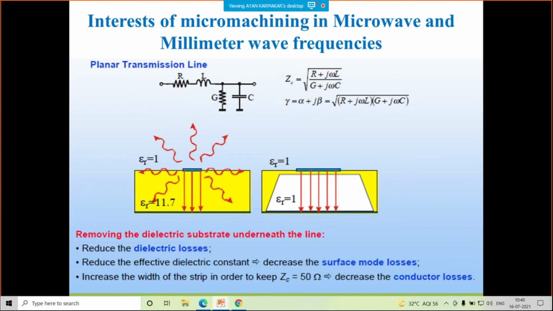We know from the very basic theory of the transmission line, the basic equation lies here. Z is nothing but the square root of (R plus j omega L) divided by (G plus j omega C). Now, for a lossless transmission line, R and G become very nearly 0. So finally, Z naught will be the square root of L by C. That is the goal of any RF or microwave engineer.